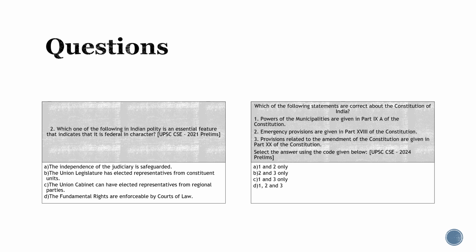The other question is: which of the following statements are correct about the Constitution of India? This was asked in the 2024 prelims quite recently. The options are: powers of the municipalities are given in Part 9A of the Constitution. We've already talked about it in the previous slides. Emergency provisions are given in Part 18 of the Constitution. Provisions related to the amendment of the Constitution are given in Part 20 of the Constitution. So you need to say which of these statements are correct and comment with your answers.